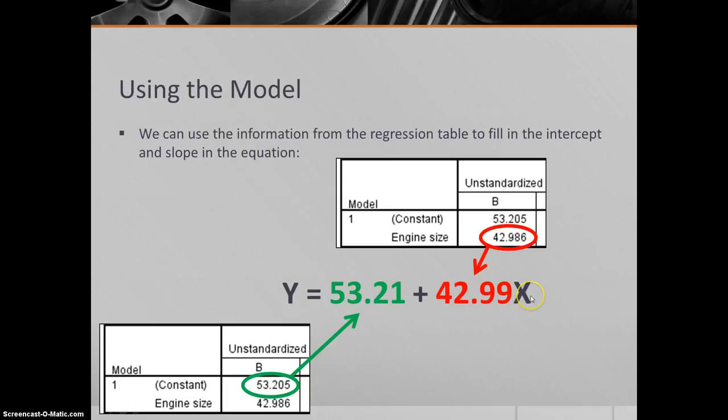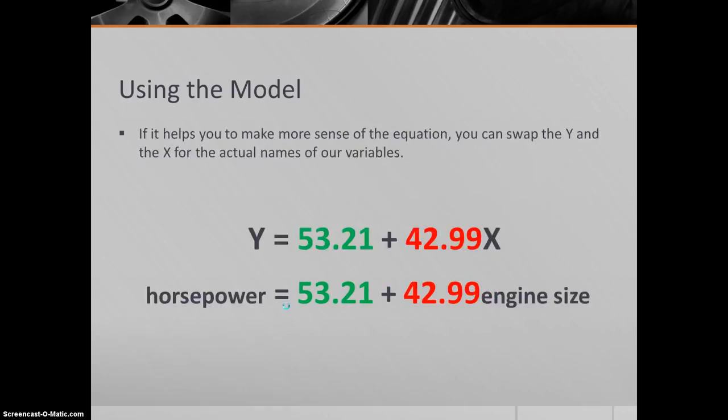The y and the x stay like that because that's what you use to get your prediction. Right? So if we know that the engine size is a certain amount, we'd multiply it by 42. So let's say it's 2 liters, right? You'd multiply that, you get something like 86, add that to 53, and then bingo, that's your predicted horsepower. Yay! Okay.